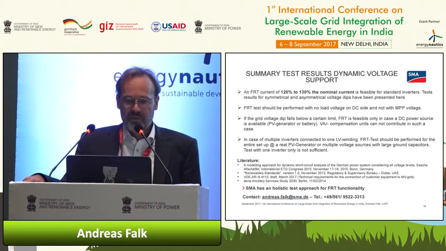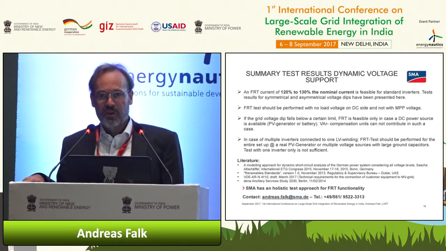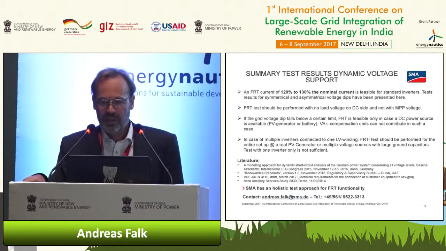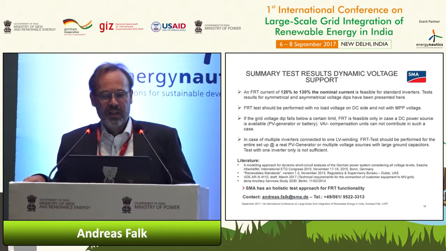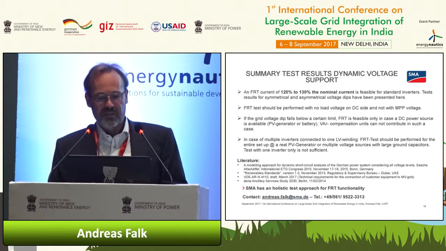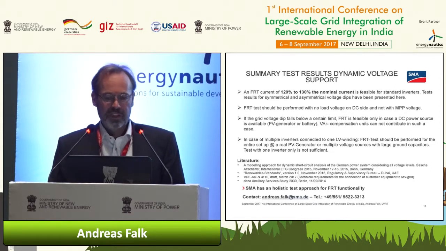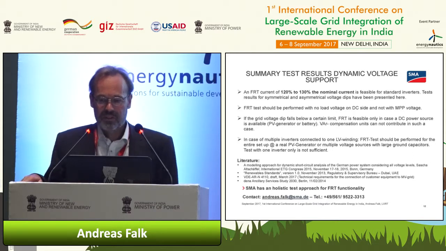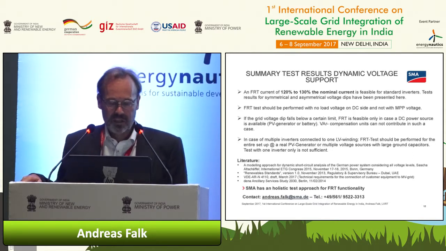If the grid voltage dip falls below a certain limit, fault ride through is feasible only in case a DC power source is available, for example, a PV generator or battery. VAR compensation units cannot contribute in such a case, or not in the full range.